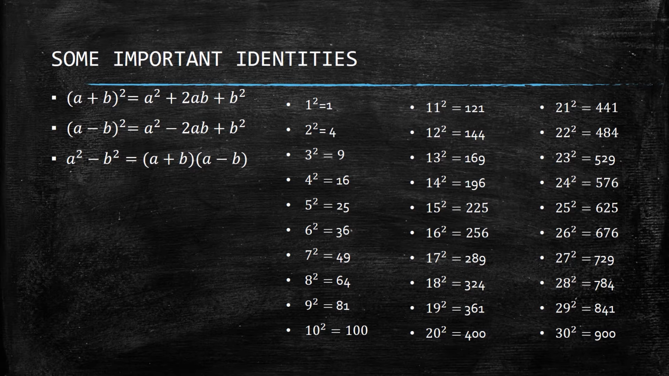They are: (a plus b) square is equal to a square plus 2ab plus b square; (a minus b) square is equal to a square minus 2ab plus b square; and a square minus b square is equal to (a minus b) multiplied by (a plus b). Everyone should have these identities memorized thoroughly. Next, you must remember squares of numbers from 1 to 30.